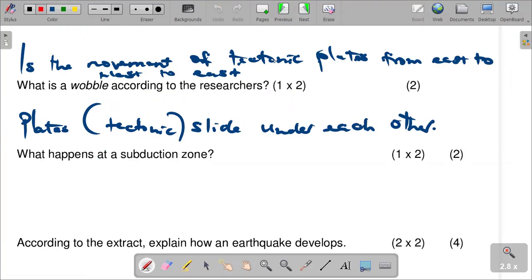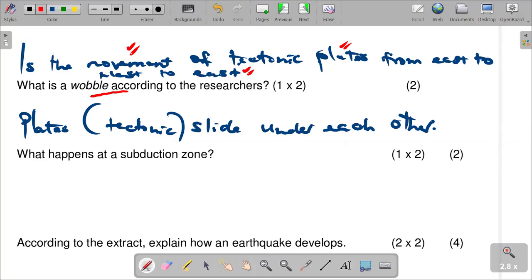And then what is a wobble according to the researchers here? Our researchers have already shown us that it is the movement of tectonic plates from east to west and to east again. So it actually shows a continuous movement of tectonic plates. That's what we call a wobble.